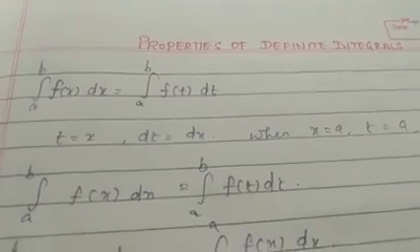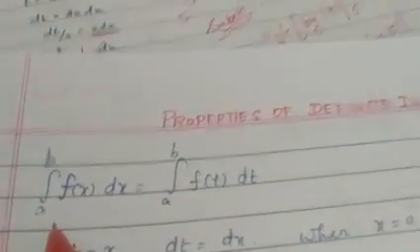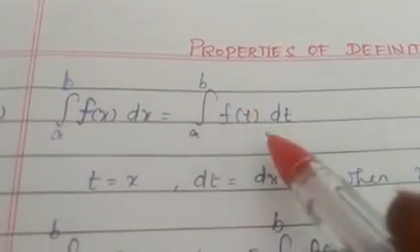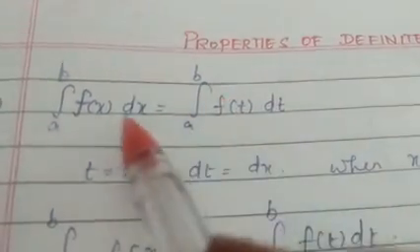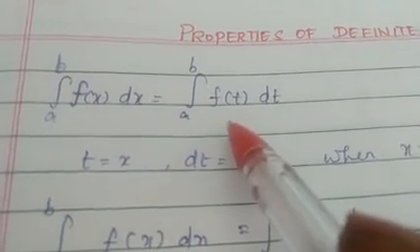In this session, we are going to learn about some properties of definite integrals. Let us move on to the first property. The first property is integral over a to b f of x dx is equal to integral over a to b f of t dt. Now we are going to check these two integrals are equal.